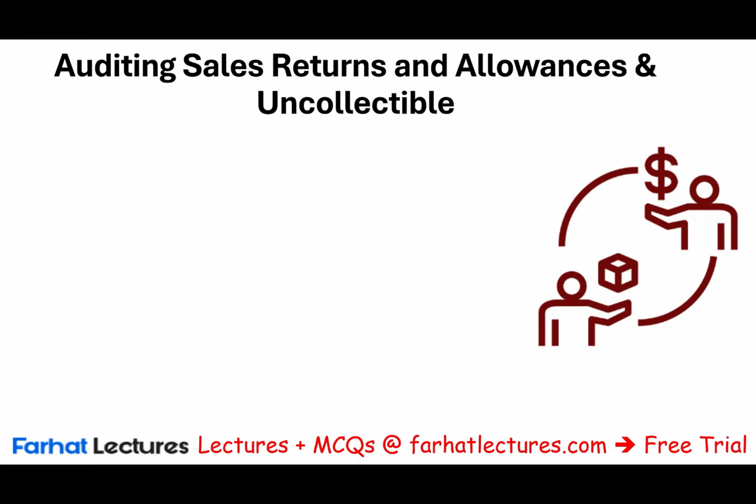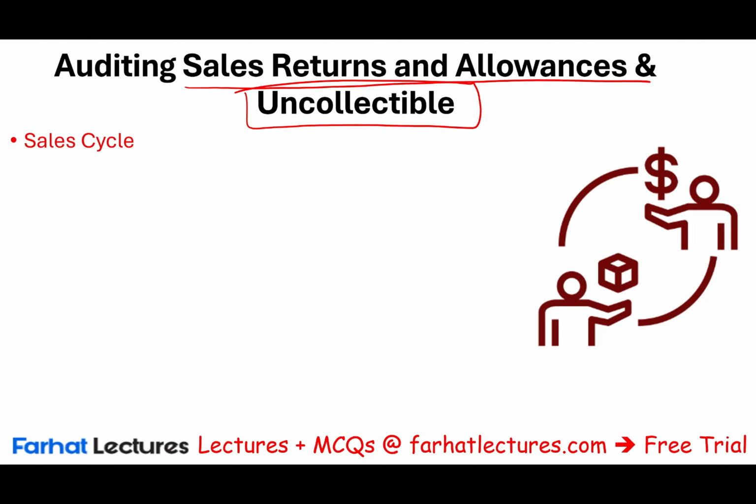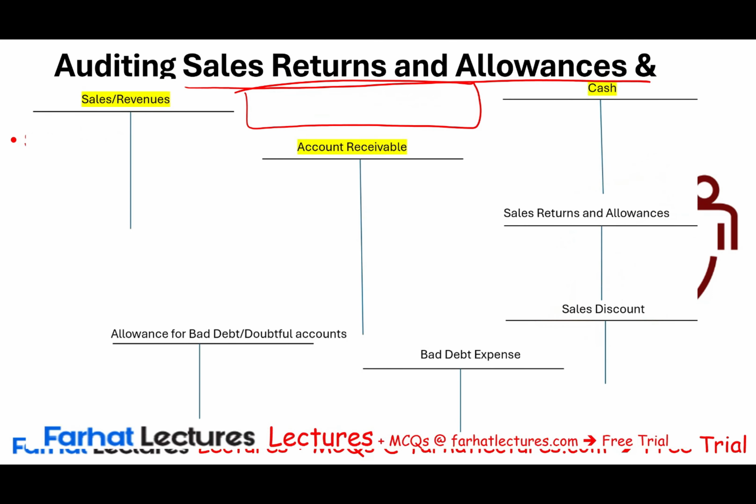This is Farhat, in which we would look at auditing sales returns and allowances and uncollectible accounts. Now, these two areas, sales returns and allowances and uncollectibles, are part of the sales cycle. And this lecture is part of the sales cycle. Now, at the beginning of this series of lectures, we talked about the sales cycle. Real quick, this is how the sales cycle works, and these are the related accounts.